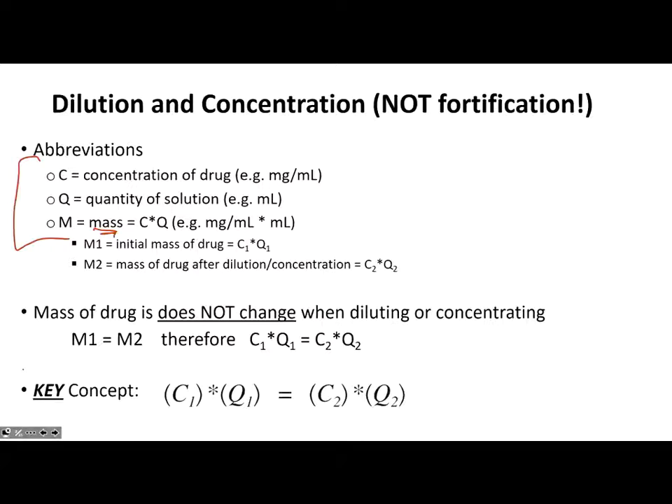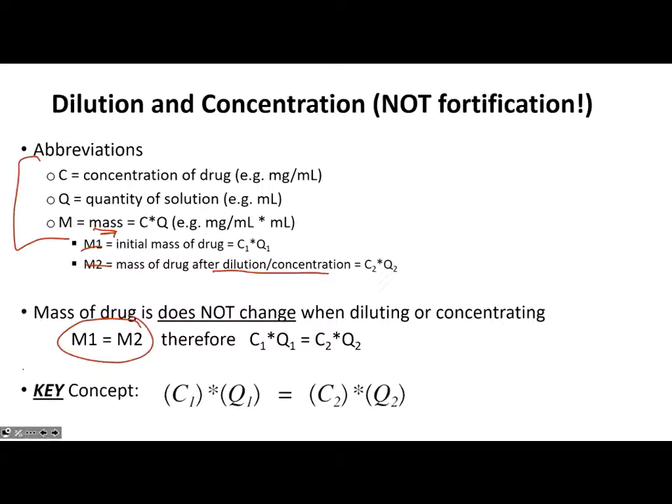Therefore, when I multiply those together, that's equal to the mass one. The mass of my solution is equal to the C1 times the Q1, all right? Well, what happens after you do something like diluting it or concentrating it? Again, the mass doesn't change when that happens, but you have a new concentration and a new quantity. So you have a new C2, Q2, but in the end, those two times together is a new mass. So you've got two different masses. And what we're saying in dilution is that the mass doesn't change. So M1 equals M2.